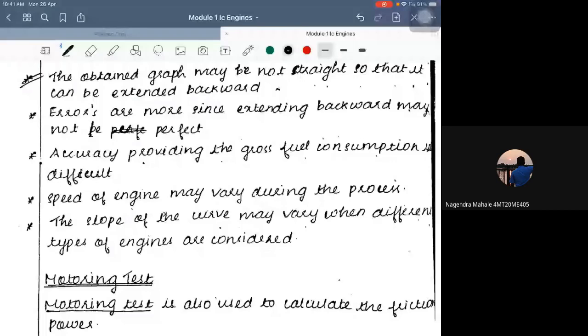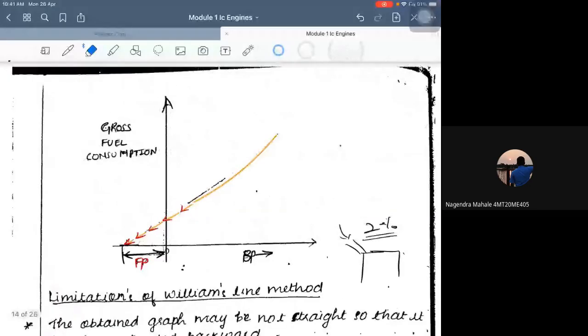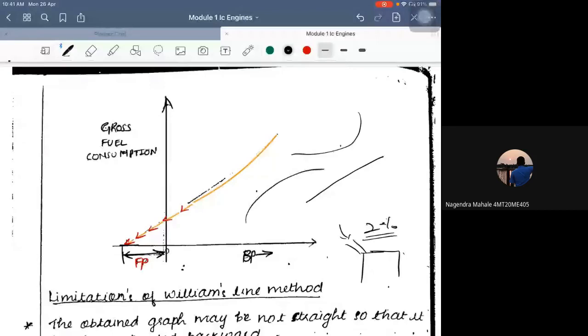The slope of the curve may vary when different types of engines are considered. Definitely. Different types of engines, we have studied: V engines, rotary engines, opposed engines, a variety of engines. The slope for a V engine could be something like this, for a horizontal engine something like this, and for a vertical engine something like this. So it all varies. Extending it backward again creates a problem, and it affects the accuracy. So that is how the Williams-Lines method is not so convenient to calculate the value of FP.